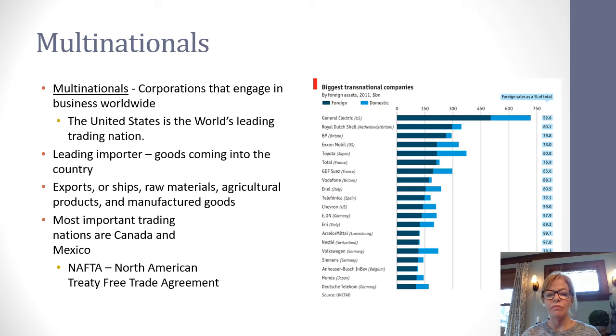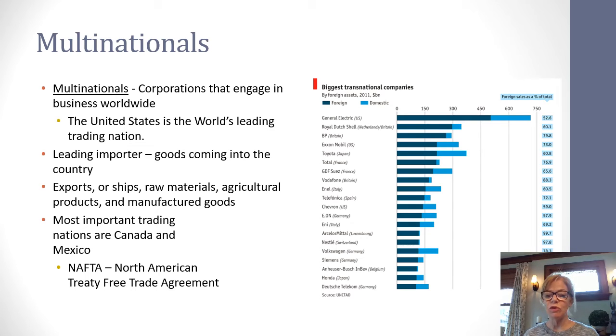We are a leading trading nation, and so many of the corporations that are centered here in the United States do business throughout the world. We're also a leading importer. Our tastes are insatiable. Americans want all sorts of products, and we get those from other places. We export and ship other goods to other countries. Most of that is our agricultural products, but also manufactured goods and raw materials.